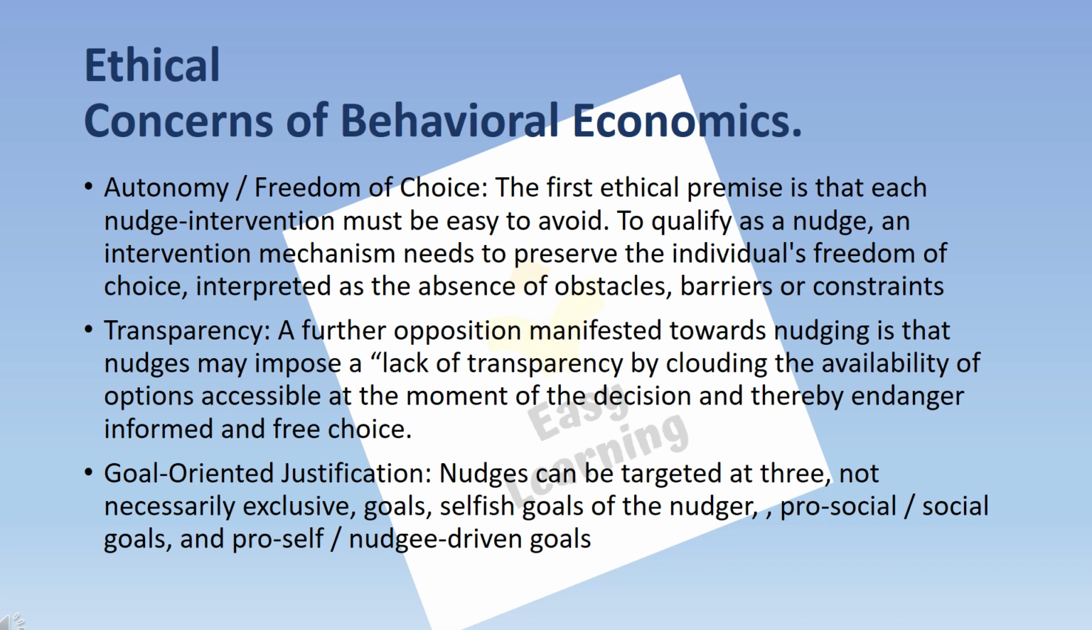Then the second one is transparency. A further opposition manifested toward nudging is that a nudge may impose a lack of transparency by clouding the availability of options accessible at the moment of the decision and thereby endanger informed and free choice. The third one is goal-oriented justification. Nudges can be targeted at three, not necessarily exclusive, goals: a selfish goal of the nudger, a pro-social goal, and a pro-self nudgee-driven goal.